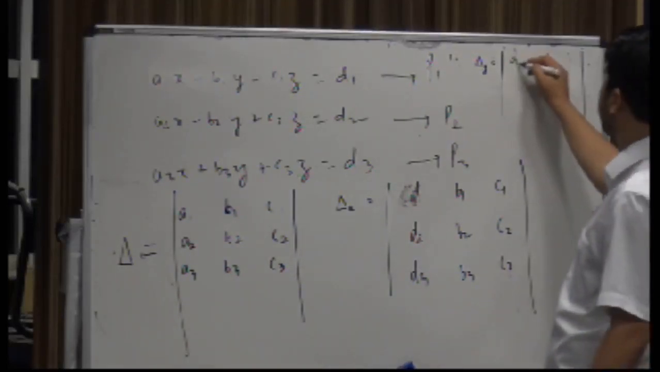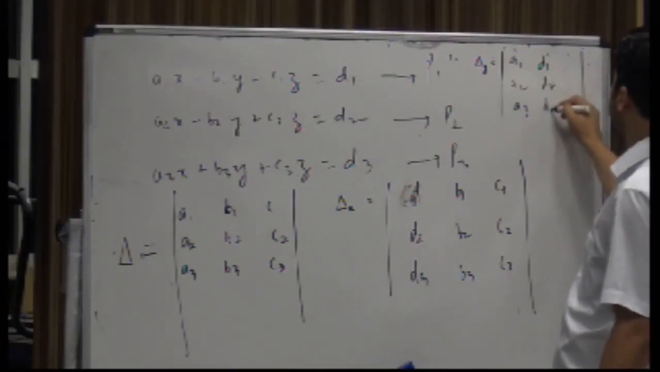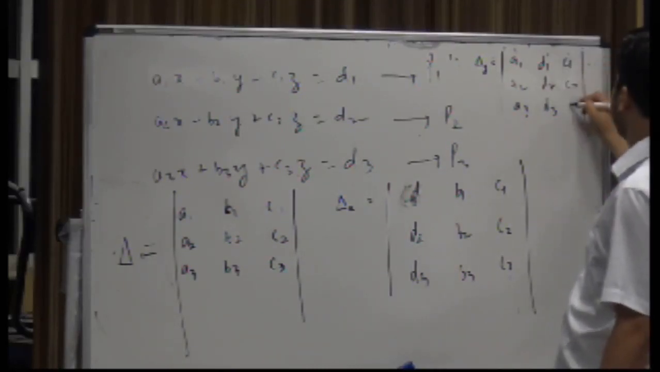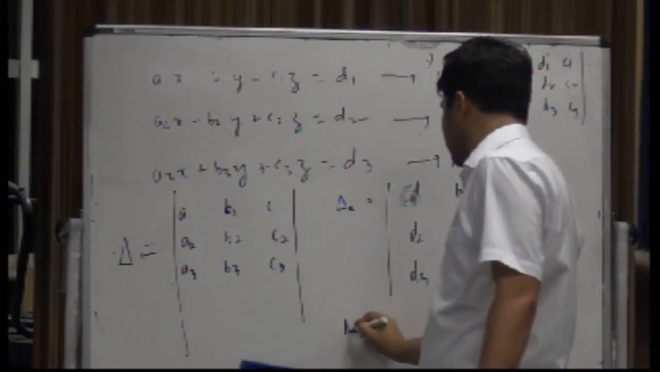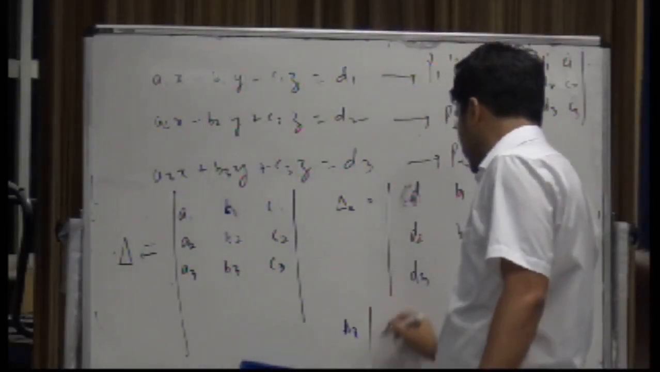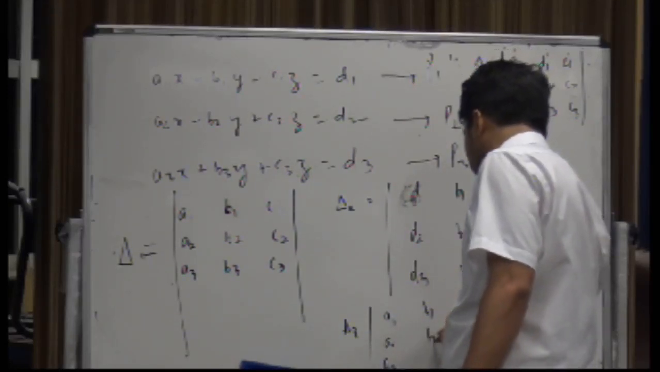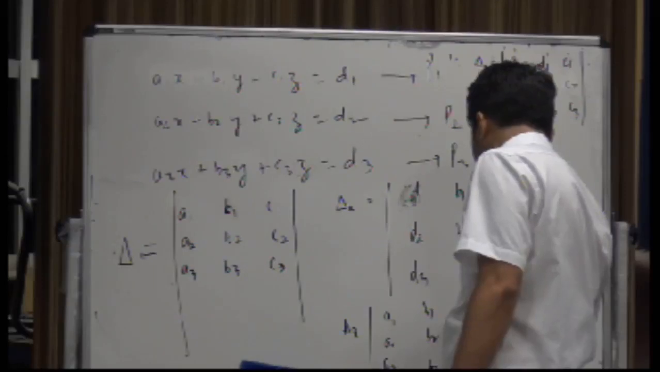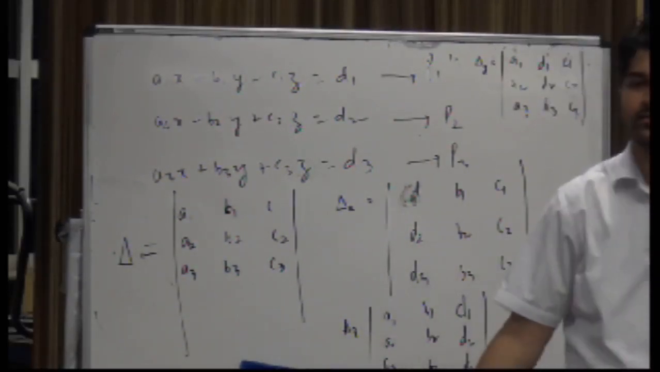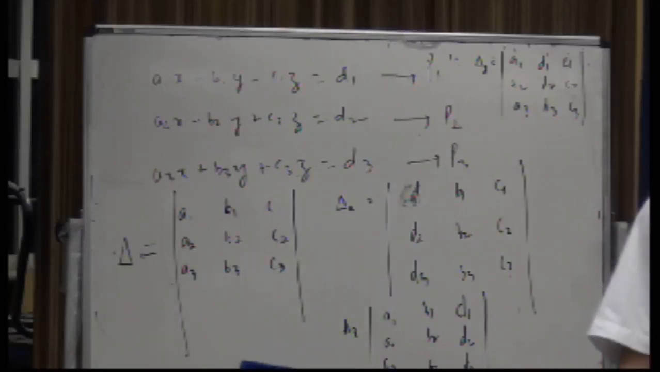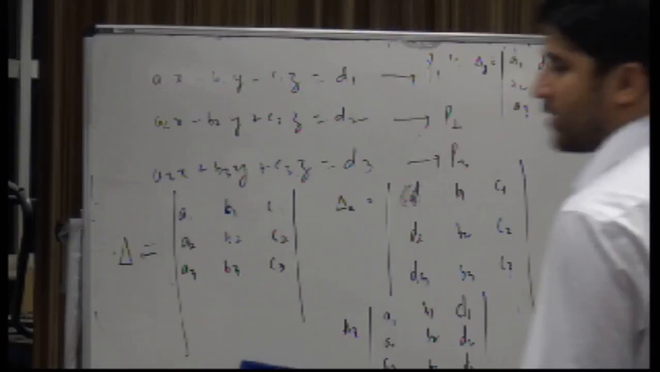So again, this will remain A1, A2, A3, and you have that Z. So again, A1, A2, A3 as it is, B1, B2, B3 as it is, D1. So you created 4 determinants. It's a lengthy way. So you have found 4 determinants, right?